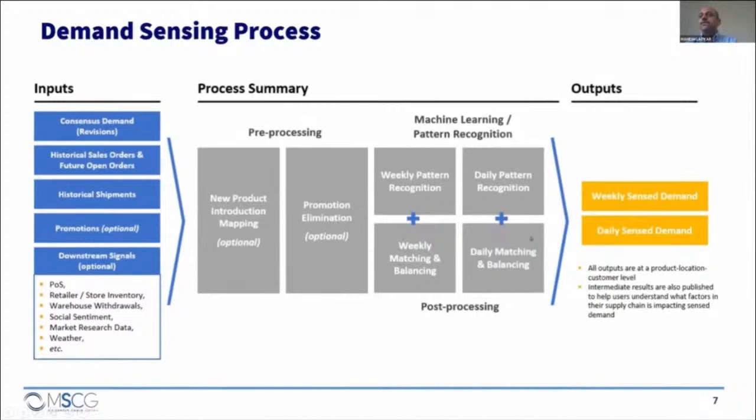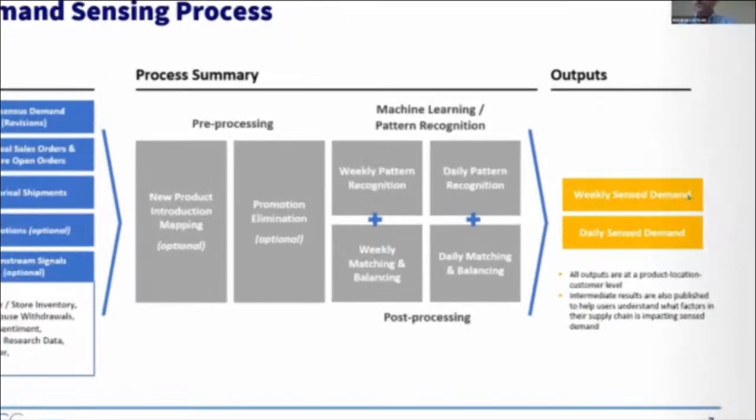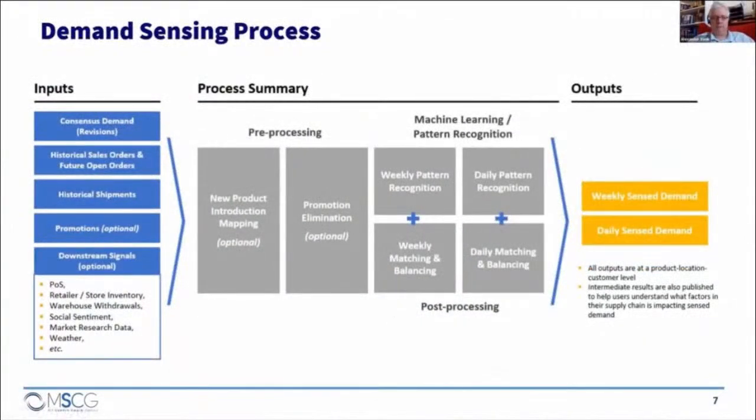Output of demand sensing is in daily buckets. Data is stored in daily buckets, but you can always view at weekly level. Very good. So we talk a little bit more about that in the next slide.